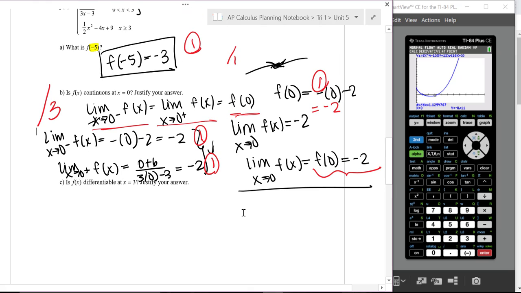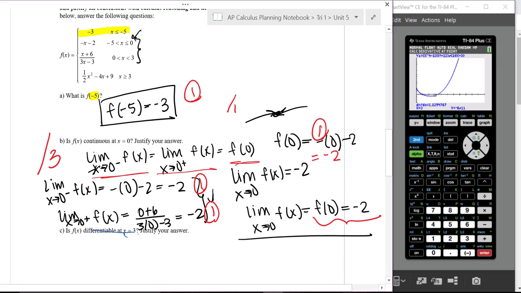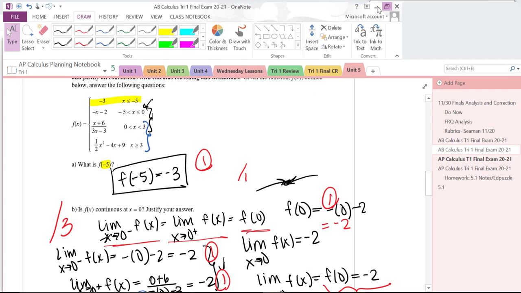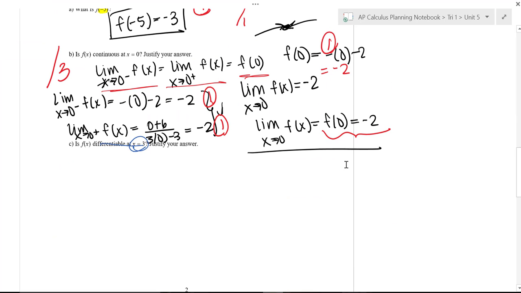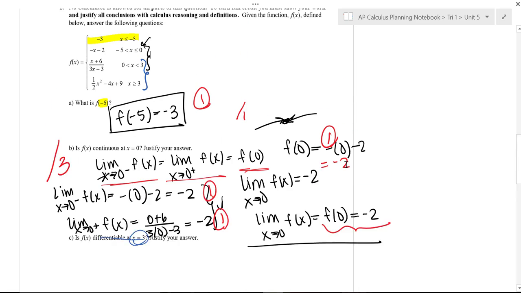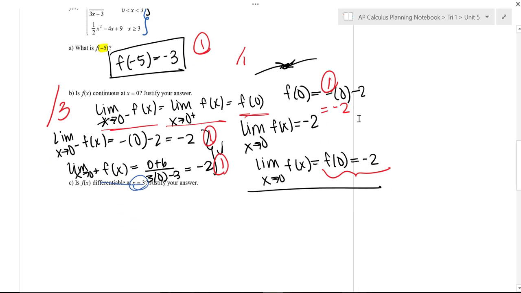Is f of x differentiable at x equals 3? We are now looking at those last two pieces of the function, right? So x equals 3 is the domain, so I'm looking at this guy. Remember, for differentiable, we have to prove continuity first. This one is a little bit funkier, because we can't only just say, oh yeah, the derivative is the same thing. So the very first thing I'm going to do is try to prove continuity here.